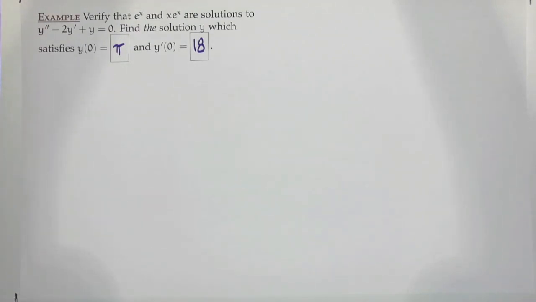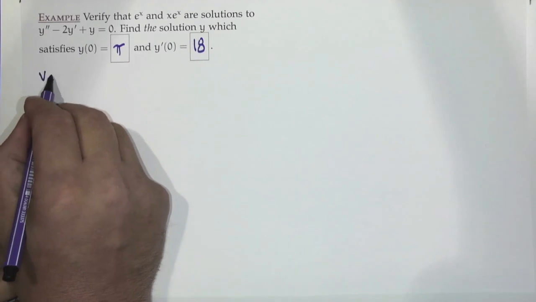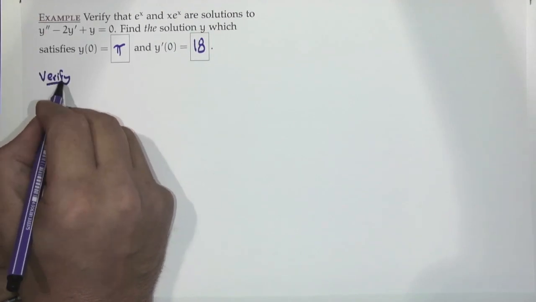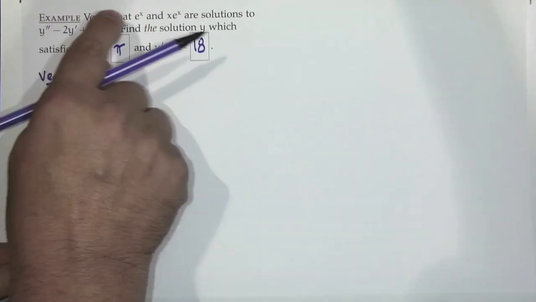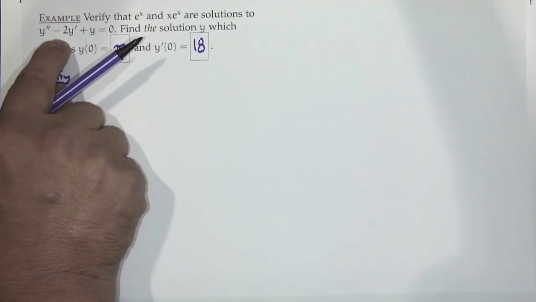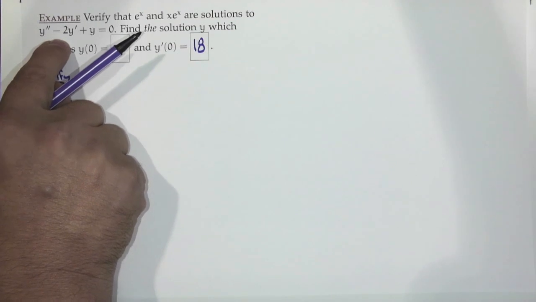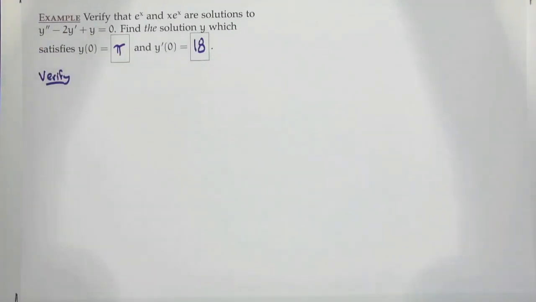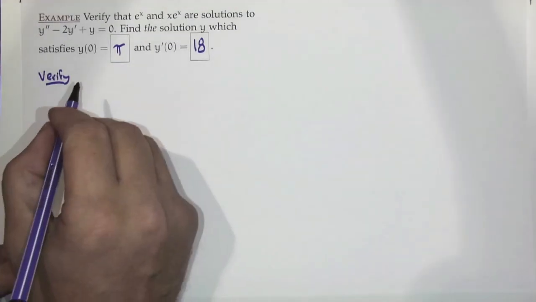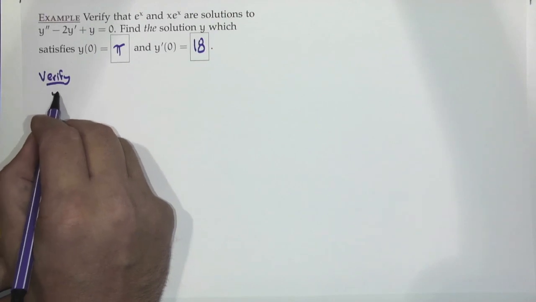Okay, so there's a couple of things. There's two parts: there's the verify, and then there's the find the solution. So let's remind ourselves of verifying. To verify basically says what? Well, you plug e to the x into the left-hand side, and after you plug it in, you ask, does it equal the right-hand side? You're plugging in, just like we had our little machine just a few minutes ago.